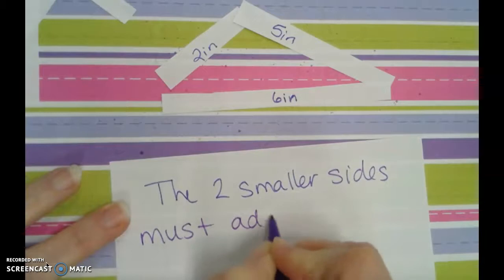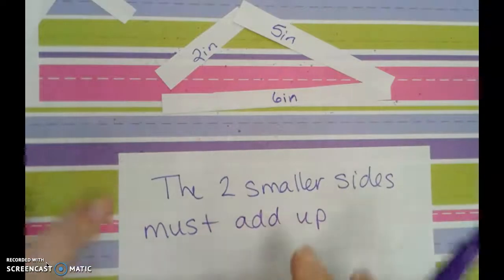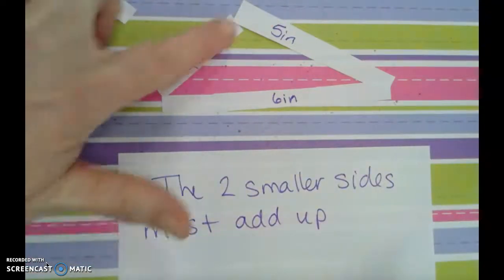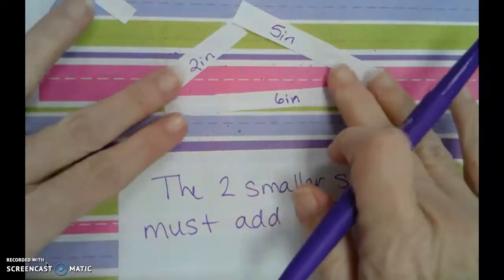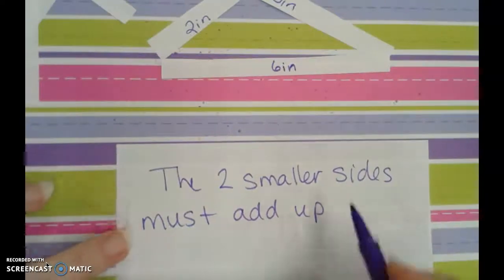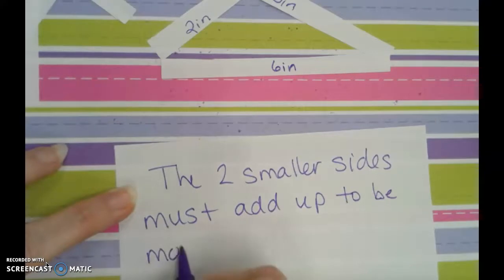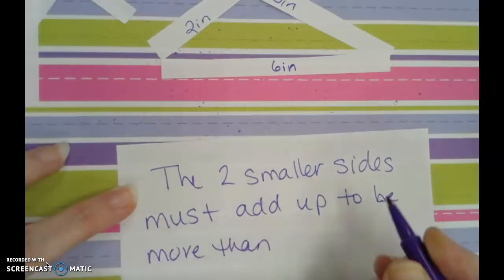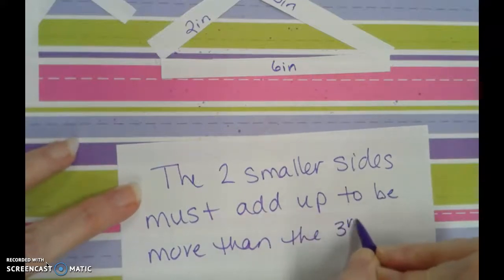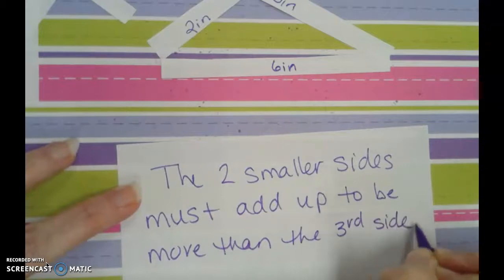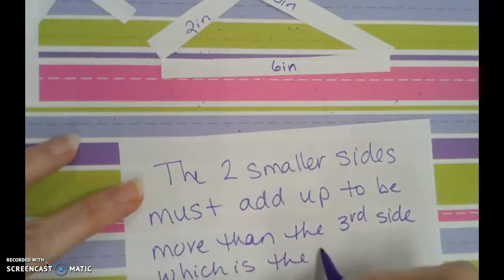must add up. I could have used the word sum instead of adding up. So if you notice, if you add 5 and 2 together, you get 7. So that 7 is greater than 6. So the 2 smaller sides must add up to be more than, or larger than, the 3rd side, which is the longer side.